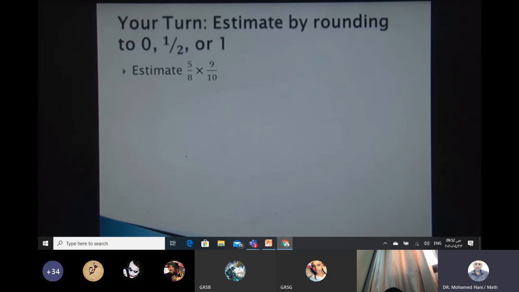So your turn, try this one. 5/8 times 9/10. All right, 5/8 is close to 1/2. 9/10 is close to a whole, so you should have got 1/2 for this one. Try this one. 5/6 times 9/10. This one, 5/6 is close to 1. 9/10 is close to 1, so 1 times 1 is 1. So the estimation of this would be 1.